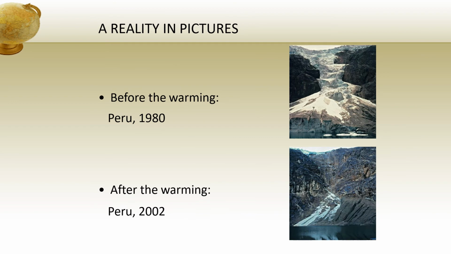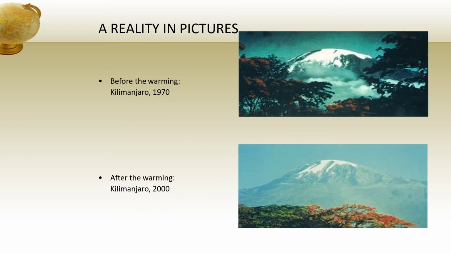Now, a reality in pictures. Before the global warming in Peru in 1980, you can see picture 1. And after the warming in Peru in 2002, you can see picture 2. In the first picture, there is lots of ice. In the second picture, all ice has been melted. Another example is Kilimanjaro in 1970. You can see the ice caps present over here. And after the warming, Kilimanjaro in 2000, you can see the change clearly in these two pictures. This is due to global warming.